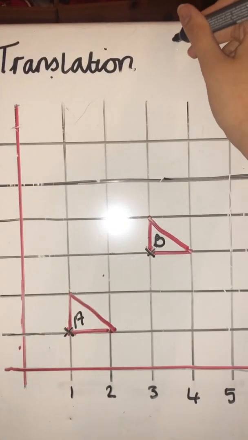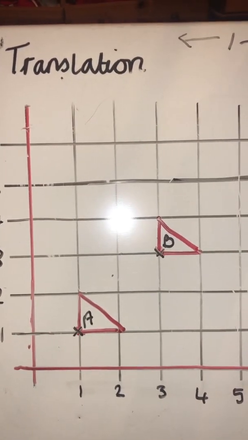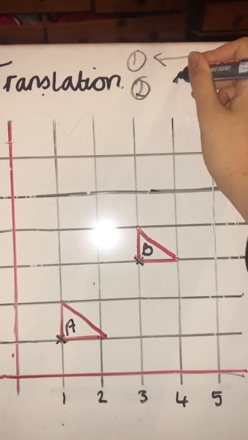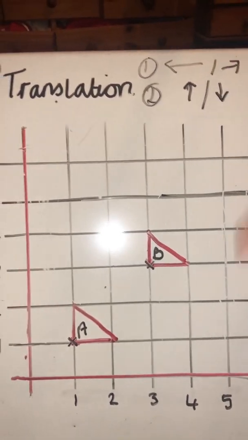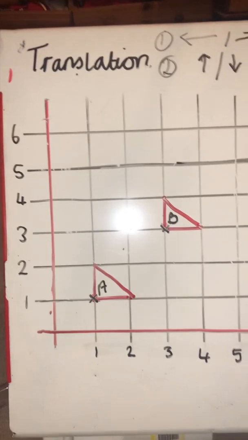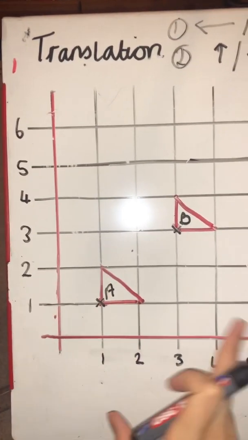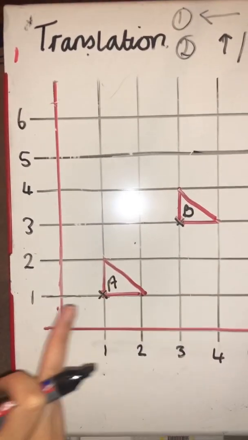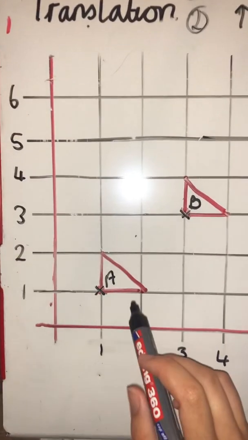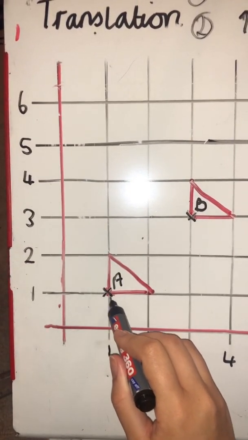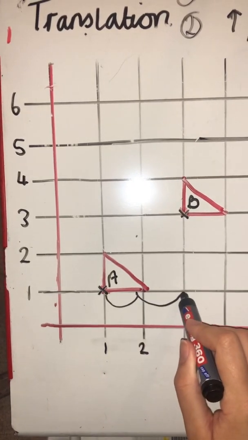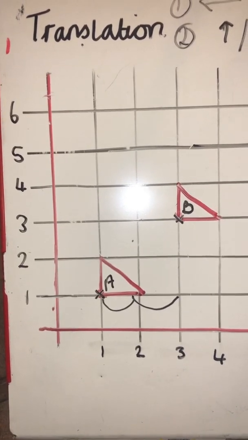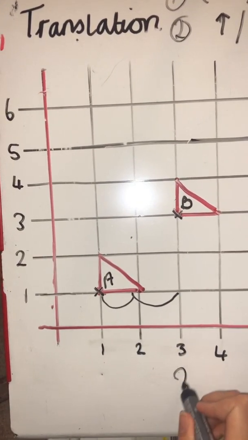So as I said earlier, we move left or right first, and secondly we go up or down. So first of all, I need to talk about how many spaces to the right or the left. So I know that this is going to the right because this cross isn't over here, is it? It's over here, so it's to my right. So now I count how many spaces it has moved to the right. So 1, 2, and I can see now that it is in line with my new shape. So it's 2 right.